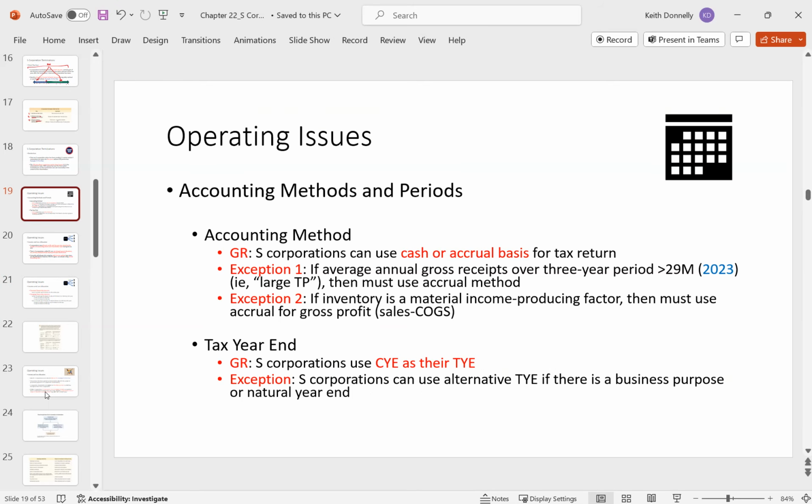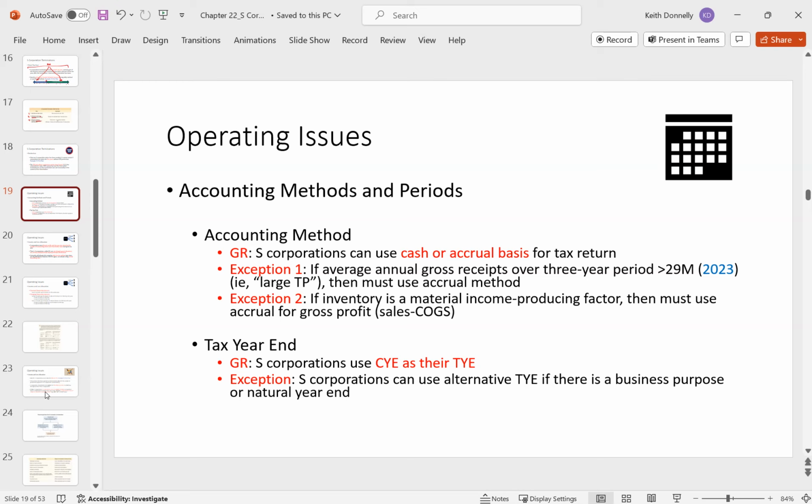So accounting periods and methods. We've seen this before. Generally S Corps can use cash or accrual. If, however, they're considered a large taxpayer, namely average gross receipts over the prior 3 years of 29 million, then you must use the accrual method. Likewise, if inventory is a material income producing factor, then you got to use accrual for your gross profit, your sales minus that cost of goods sold, right? Because that's tied into your inventory.